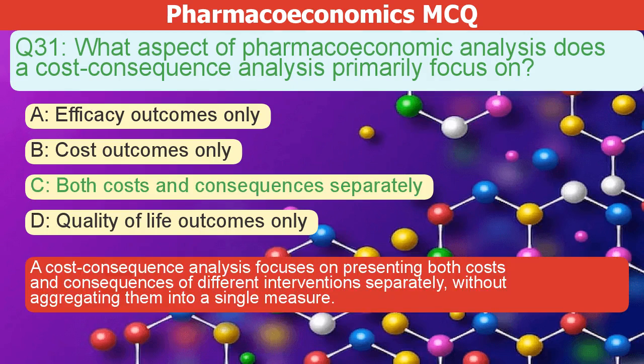The correct answer is C. A cost-consequence analysis focuses on presenting both costs and consequences of different interventions separately, without aggregating them into a single measure.